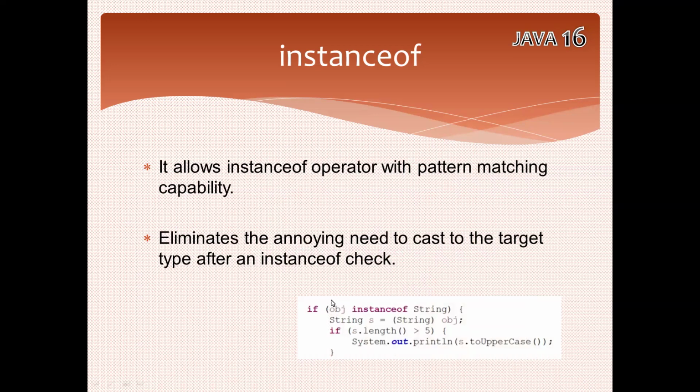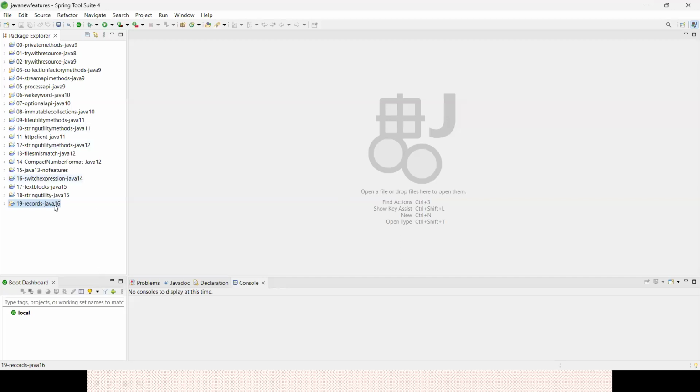Here, if you have an object that is an instance of String, if the specific object is a String data type, I need to typecast it into String, and then you need to verify the length of the string. This is the old approach of how we were writing. In the newer approach, we can remove the typecasting completely guys. How to do it? Let me show you a small example so that you will get a better idea.